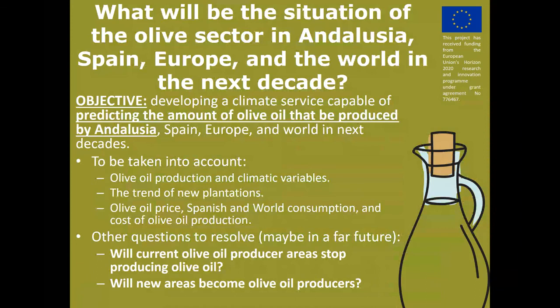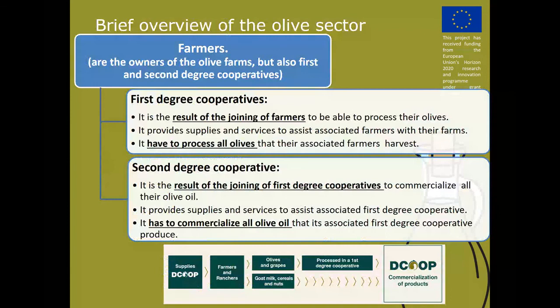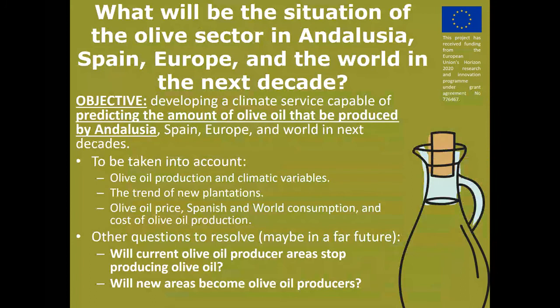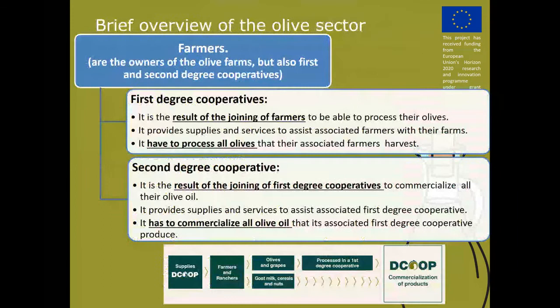Previous slide, Luigi, please. Because in the previous picture, we launched another question. For instance, the olive sector needs to know if the current olive oil producing areas will stop producing olive oil, or if a new area will appear as an olive oil producing area. This could be another question to answer in this living lab. Now, yes. We can go to the next slide.